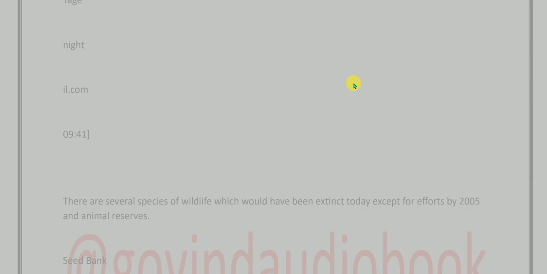There are several species of wildlife which would have been extinct today except for efforts by zoos and animal reserves.